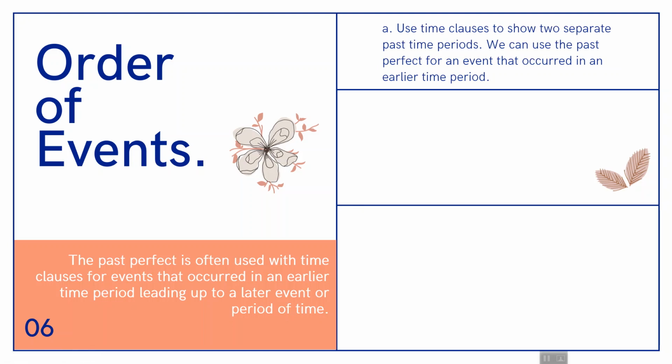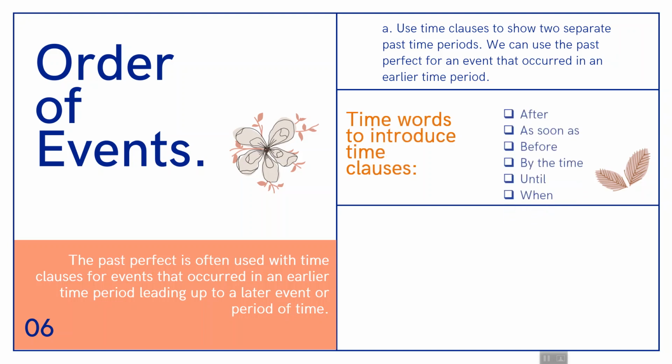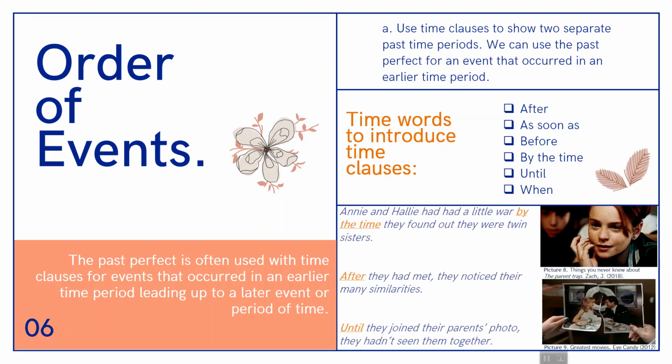We can use the past perfect for an event that occurred in an earlier time. And let's see the time words that we can use to introduce these time clauses. We can use after, as soon as, before, by the time, until, or when. And we have here some examples. Look at the first one.